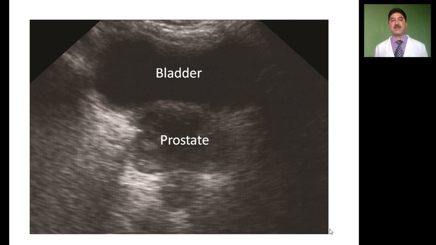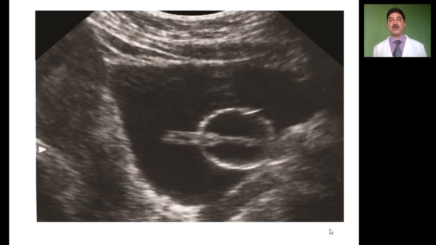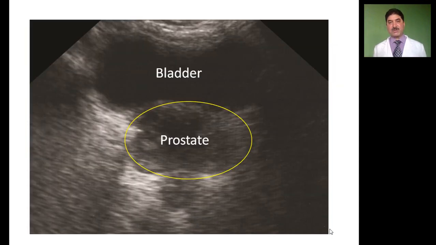Now, if we go to the pelvis, in the case of males, we see the anteriorly located urinary bladder and the posteriorly located prostate. We can take measurements of the prostate to determine its volume. We can also pick up enlargement of its lobes.